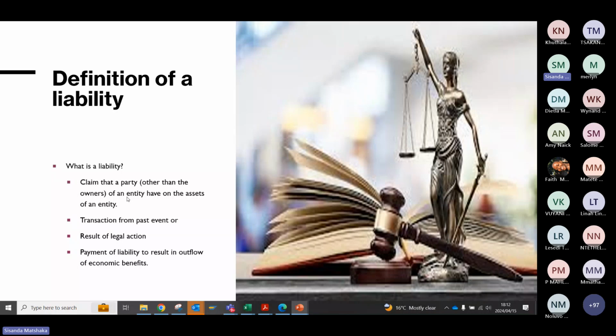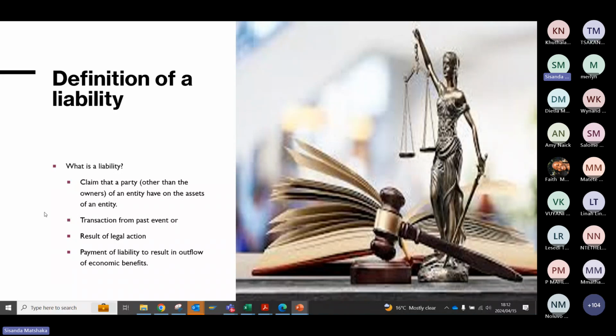It defines it as a claim that a party other than the owners has. And it's specific to that because if you're an owner, you obviously put resources into that company, so what you put in will not necessarily be referred to as a liability. And then it says that an entity has on the assets of an entity. So a claim that a party has on the assets of that entity. I mentioned that it will result in those assets being depleted.